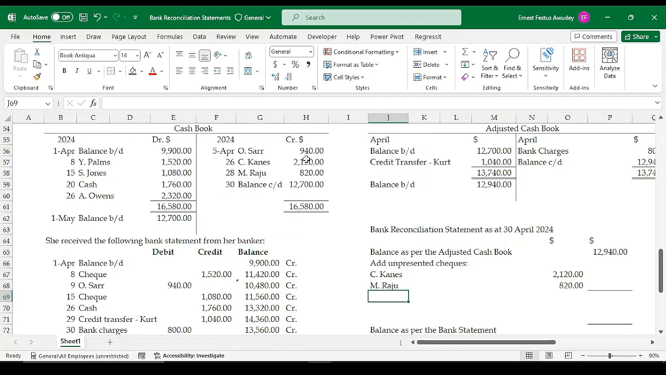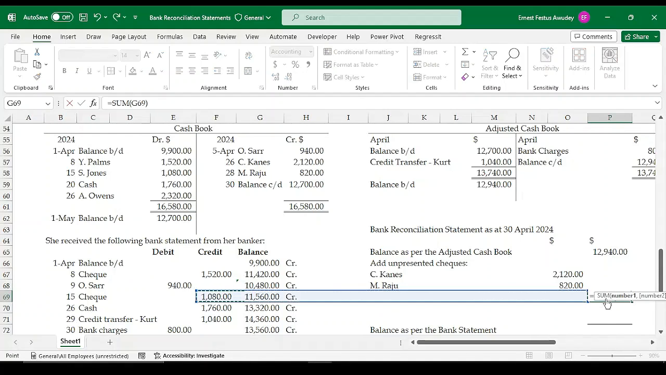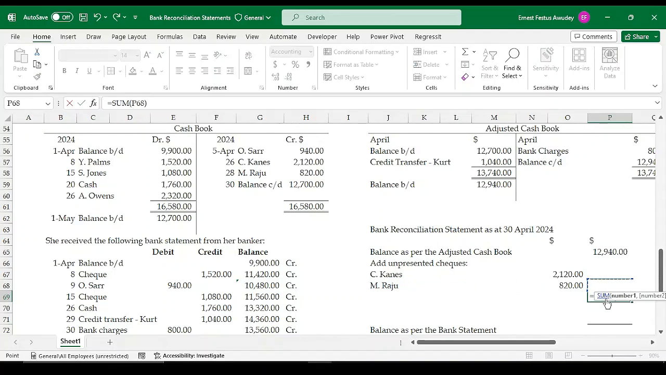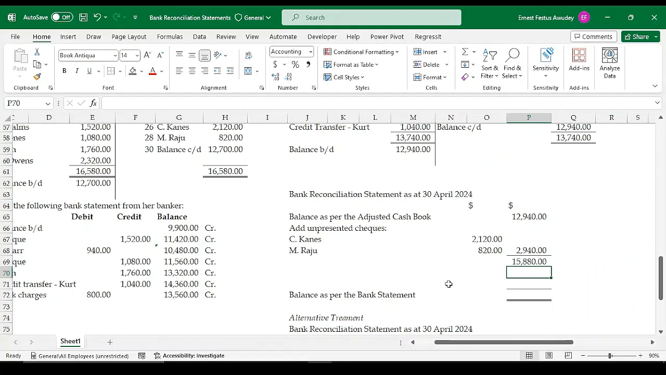All right. So with the bank reconciliation statement, you state your balance as per the adjusted cash book, and then you add unpresented checks. Unpresented checks are those payments appearing on the credit side of the cash book, but not at the debit column of the bank statement. So those are what we have done here. So I can come here and add these two together. I can do sum, and then I'm going to sum these two figures together and enter there. All right, and then I can do alt equals to sum the two items here as well, and that will give me 15880 there. All right, so that is it.